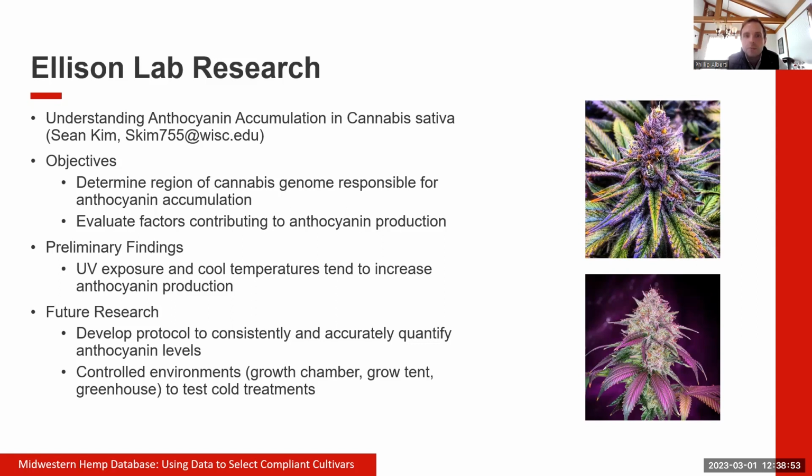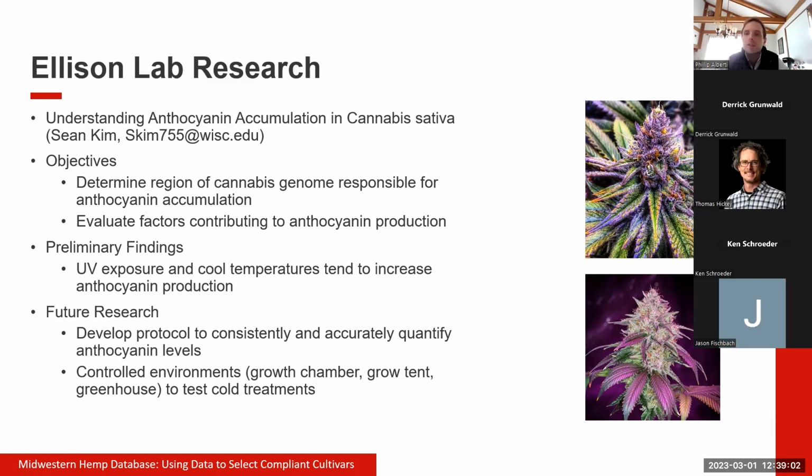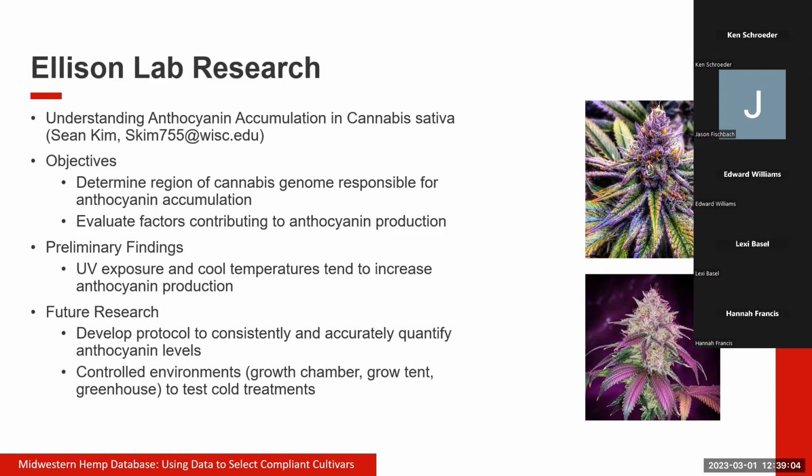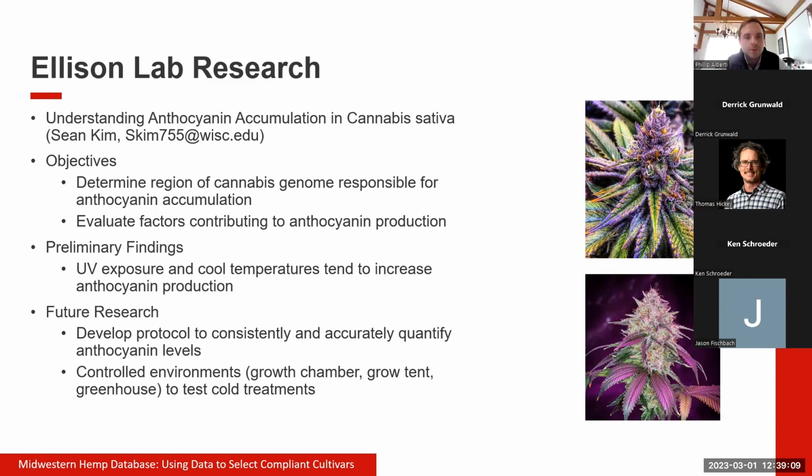Things like UV exposure or cool temperatures, to start understanding the pathways responsible for this accumulation and where within the plant. Is it in the floral tissues? Is it in the stem? Is it in the leaves? And what's causing this, and what conditions are causing it to increase or decrease that regulation?